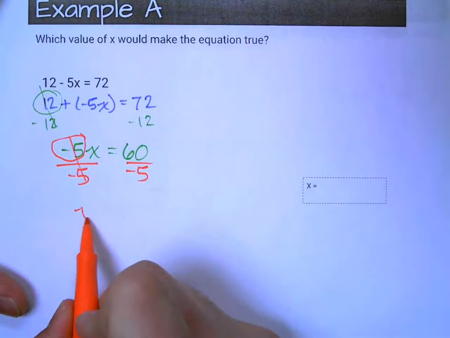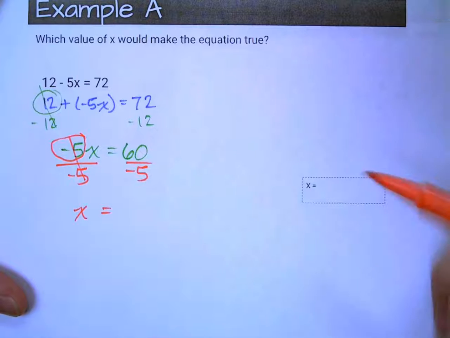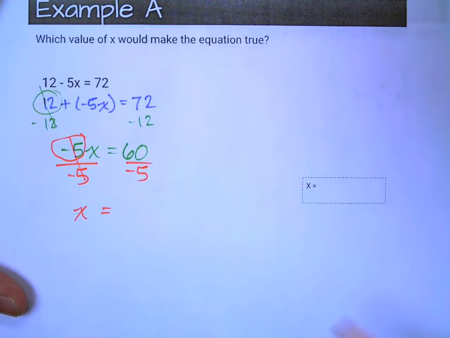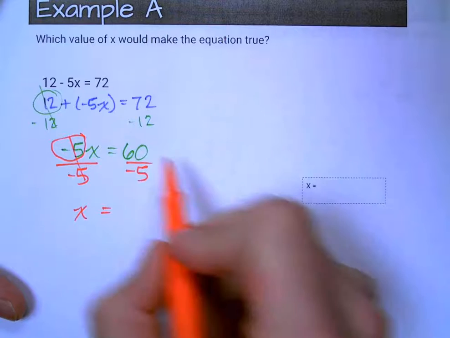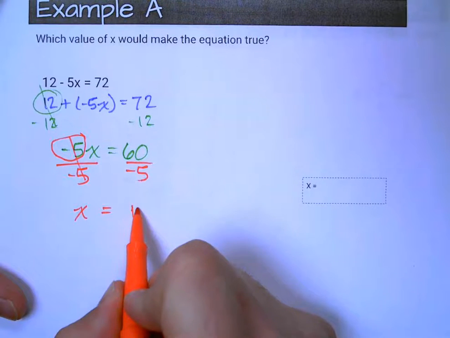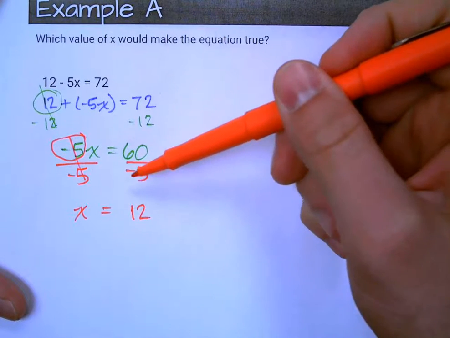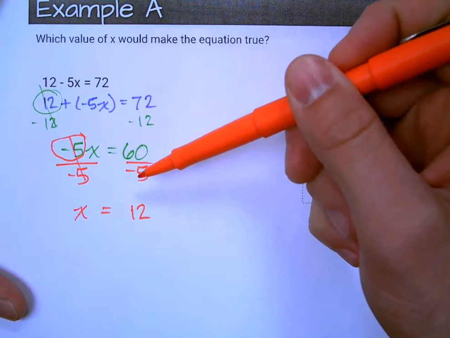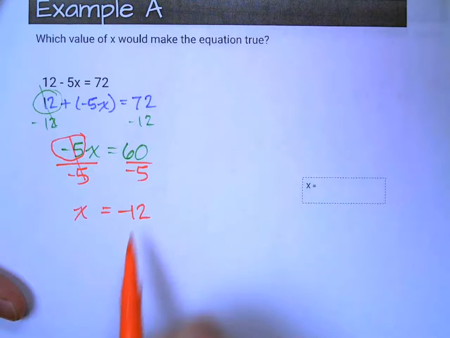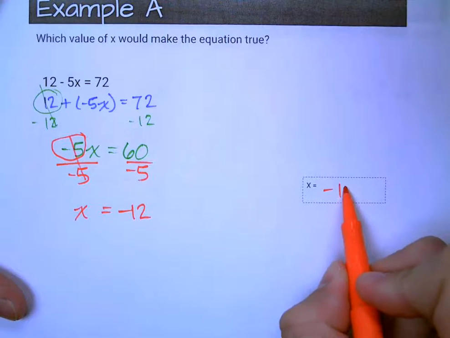Okay, so x is by itself now, and 60 divided by negative 5. Okay, if you don't know what that is, you can go off to the side and do it, but you should. 60 divided by 5 is 12, and a positive divided by a negative. The signs are different, and anytime the signs are different with division, your answer is going to be negative. So x equals negative 12.